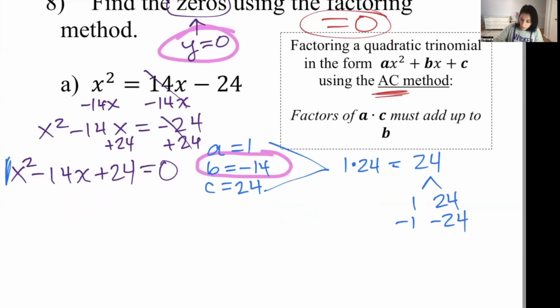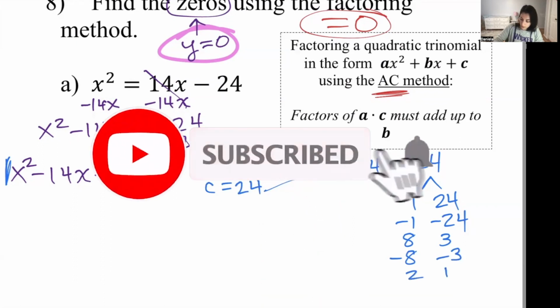What else? How about 8 and 3? Having a brain fart moment here. And then -8 times -3, and then let's see, 2 times 12, and then -2 times -12.